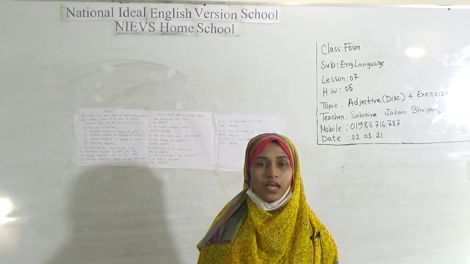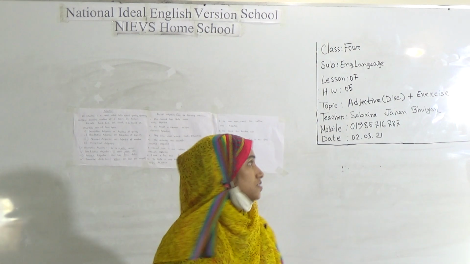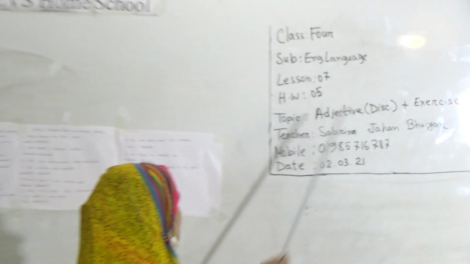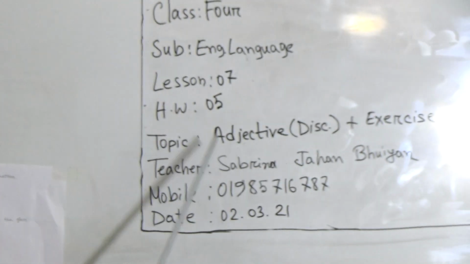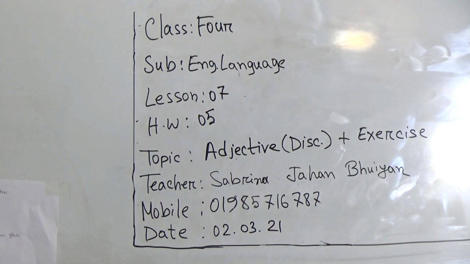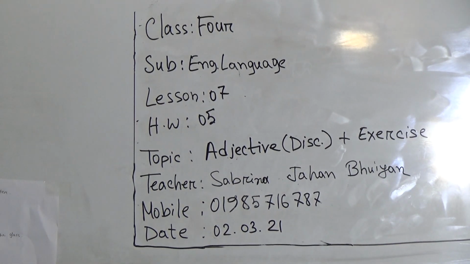Dear students, today I am going to take an English language class for the students of class 4. Our today's topic is adjective discussion plus exercise, and this is our lesson number 7 and our SW number 5. Dear students, now we are going to discuss this topic. Please follow the board, everyone.